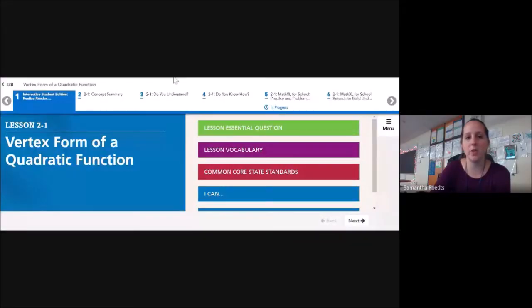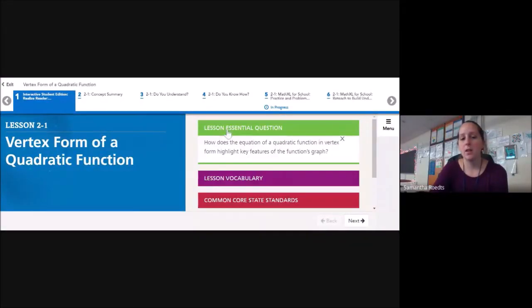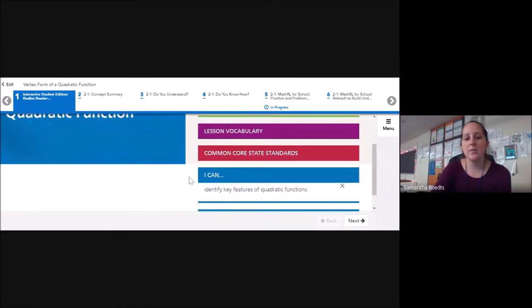All right, this is Unit 2, Lesson 1 on vertex form of a quadratic equation. So our lesson essential question is, how does the equation of a quadratic function in vertex form highlight key features of the function's graph? So basically, we're going to use this form in order to tell us things about a particular quadratic function graph. So at the end of this lesson, you'll be able to identify key features of quadratic functions.